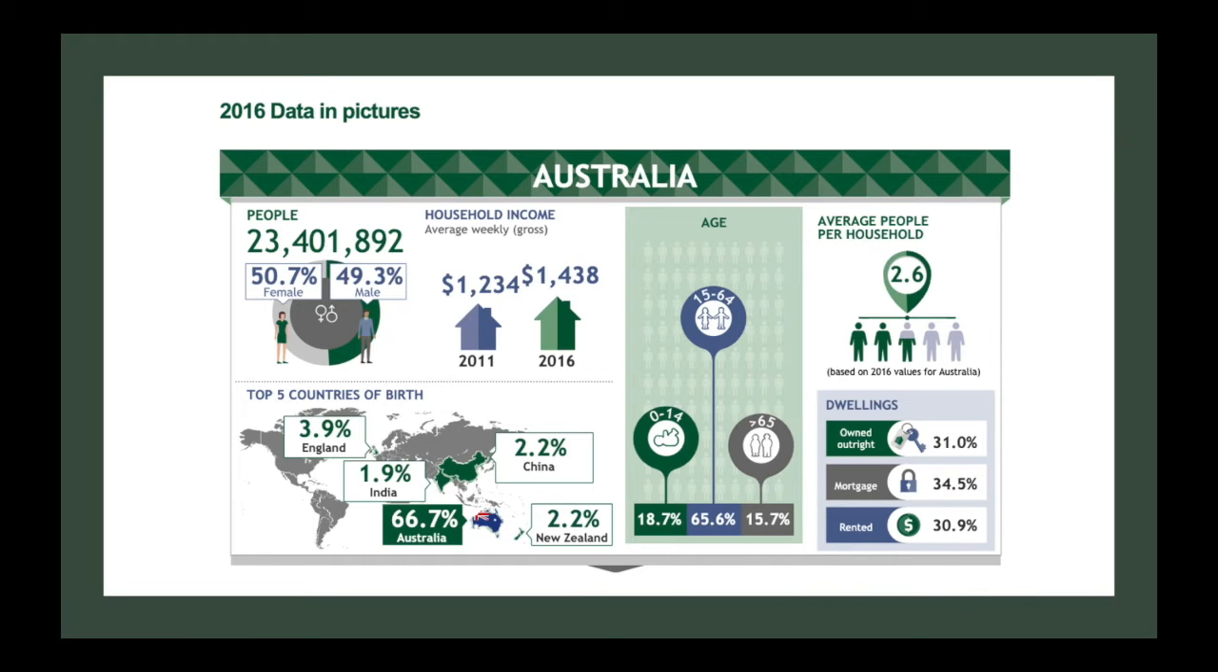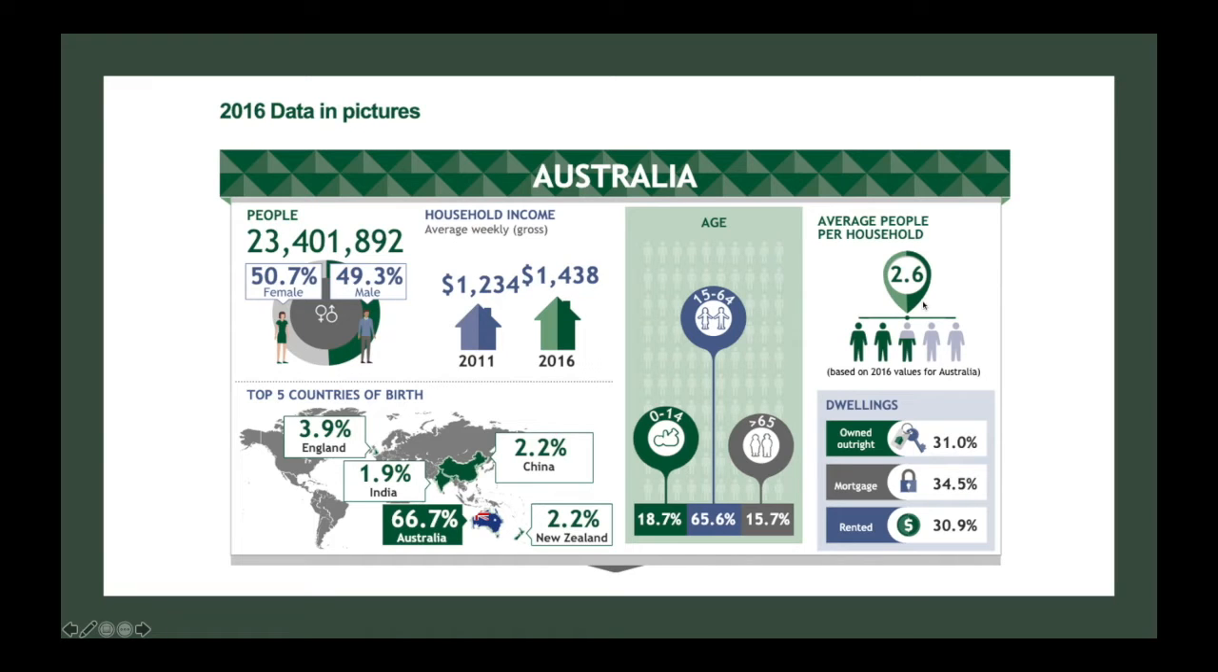So this is from the Australian Bureau of Statistics, and why it's called 2016 is because it's based on the 2016 census. So here it tells us how many people we have and what percentage are female and what percentage are male. It tells us the average income, the countries that people are born in, and the different ages. So here you can see that the majority of Australians are aged between 15 and 64, which is not unsurprising.